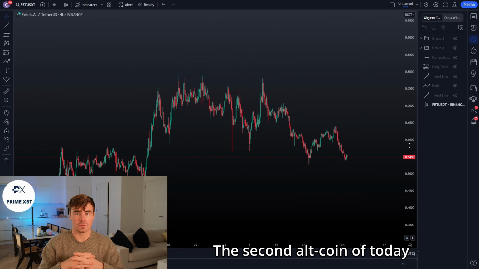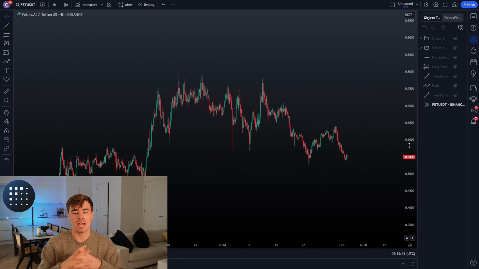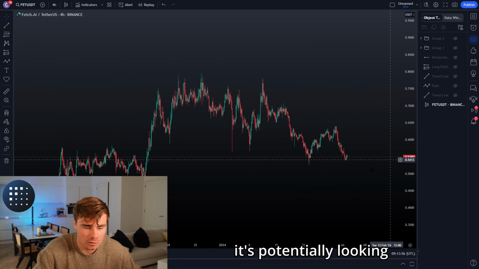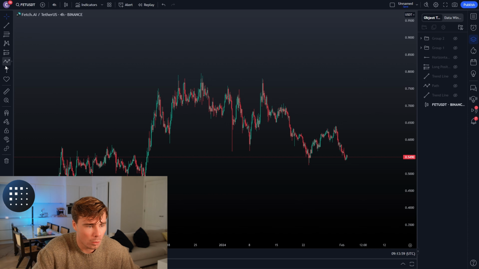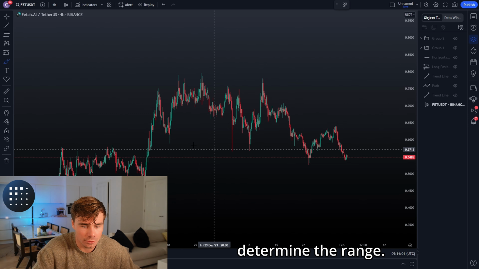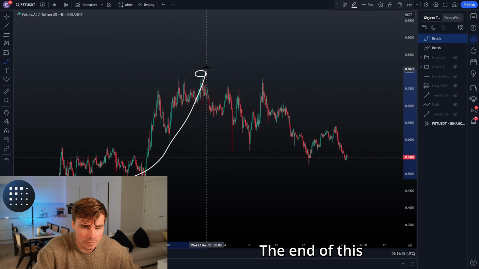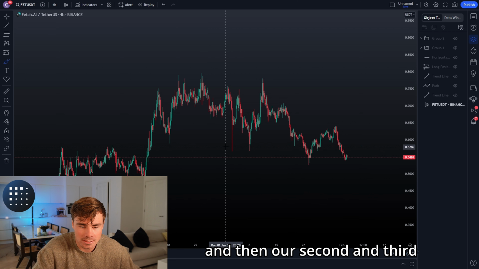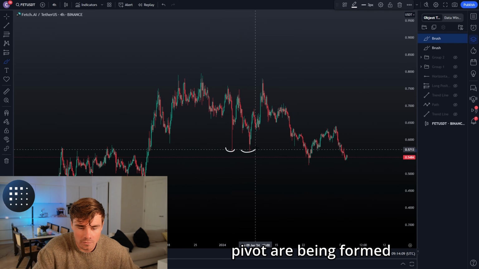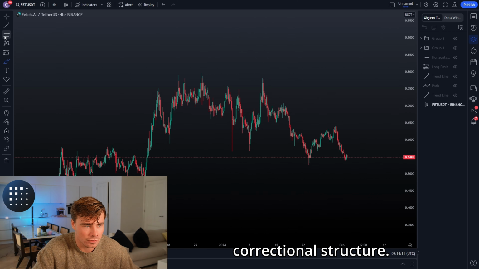The second altcoin of today is FED against USDT, and also this chart, guys, it's potentially looking extremely interesting. Once again, let's determine the range. We have our first pivot over here, right, the end of this impulsive structure, and then our second and third pivot are being formed at the end of that correctional structure.